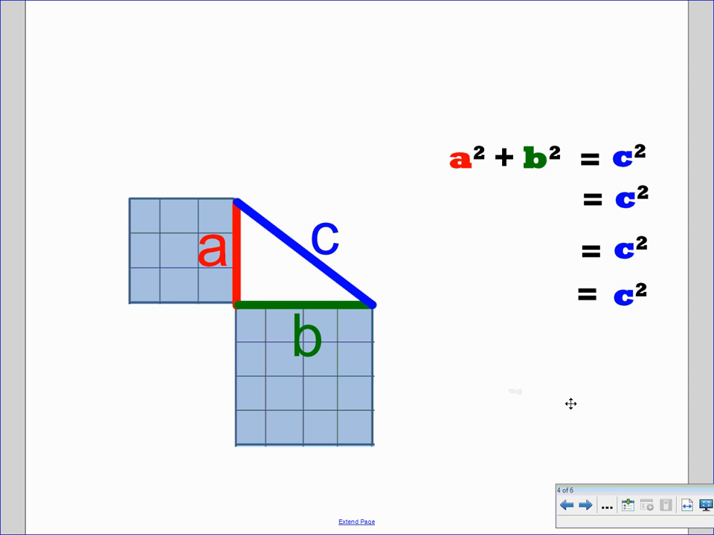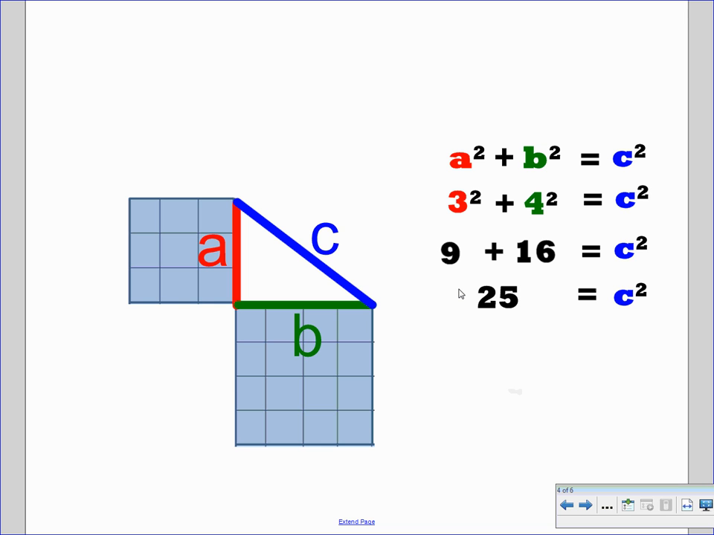Once you have that written, substitute in the values. So for a, we're going to substitute in 3. For b, we're going to substitute in 4. Then we'll do the math. 3 squared is 9, 4 squared is 16. We'll add them together and get 25.